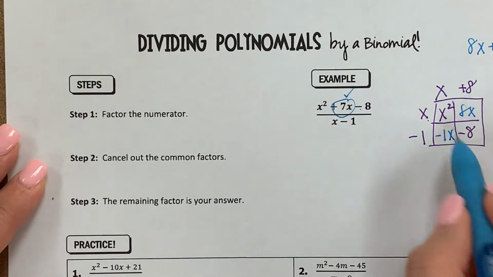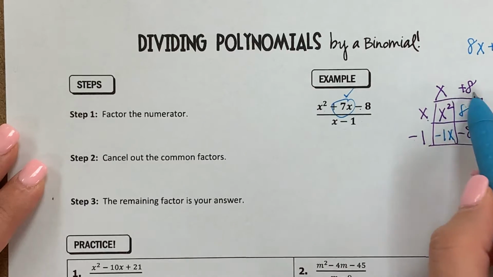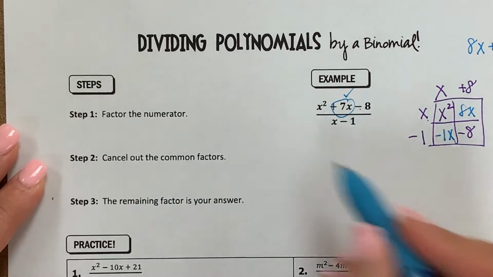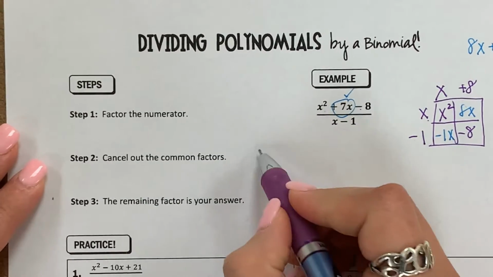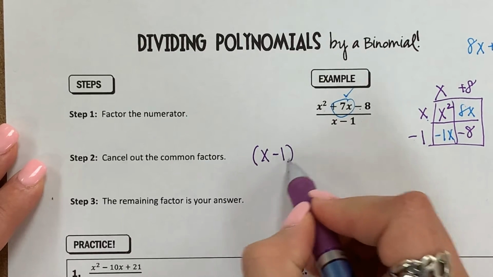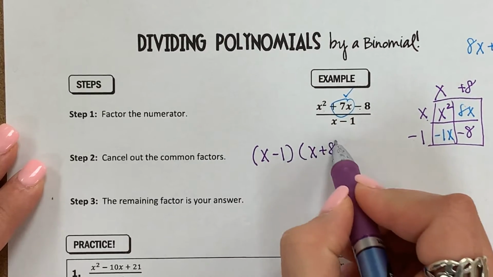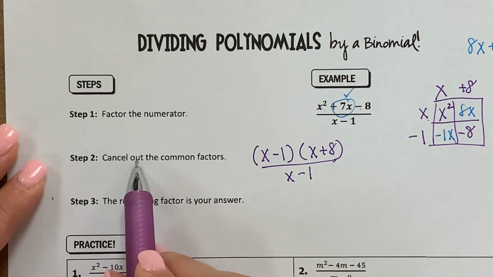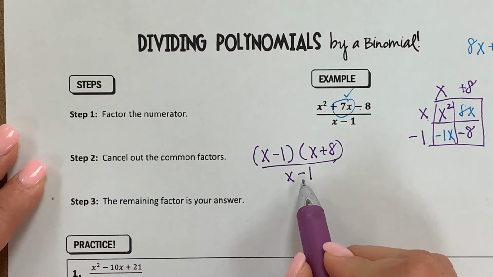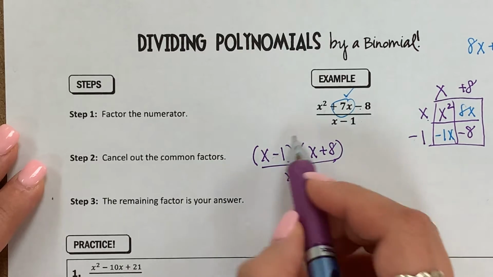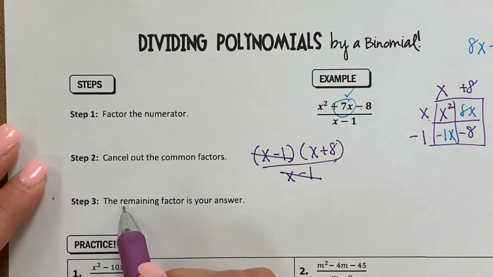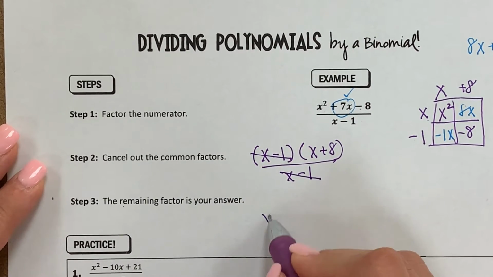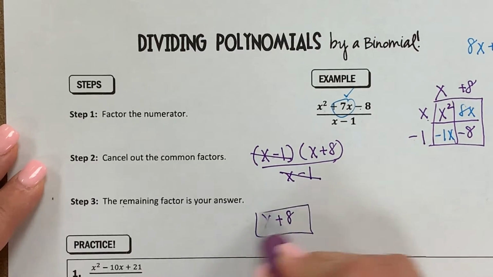So now what we'll do is we will rewrite the numerator as its factors. So on the top, we now have x minus 1 and x plus 8. And the bottom is still that x minus 1. So now it says cancel out the common factors. Look what they have in common, the x minus 1 and the x minus 1. We're going to cancel those. The remaining factors are our answer, so our answer is the x plus 8.